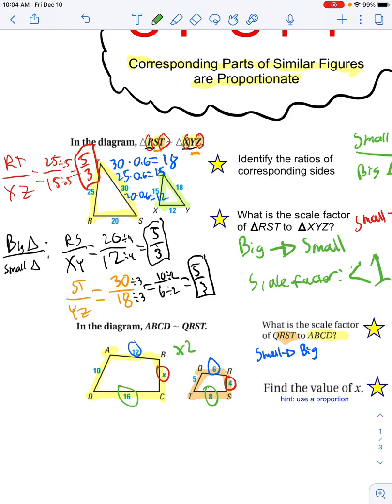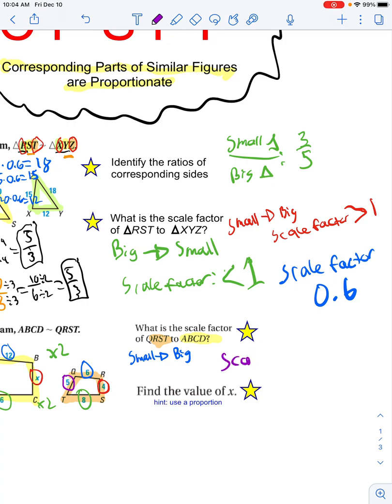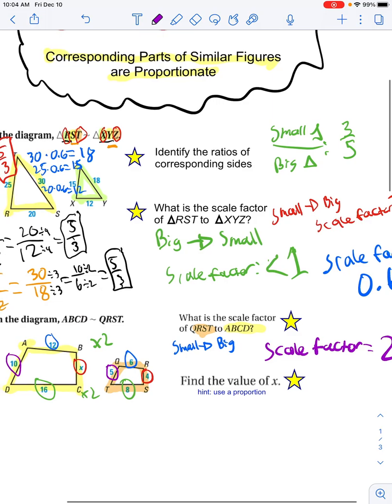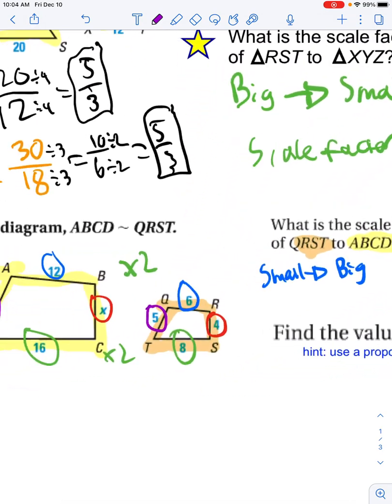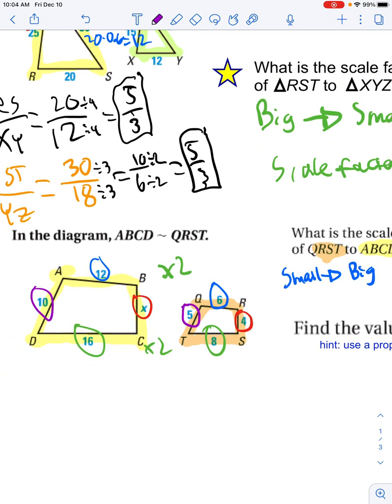Right now I know 6 to 12, I can multiply by 2. 8 times 2 is 16, and 5 times 2 is 10. So I know that my scale factor is going to equal 2. Now, find the value of X.